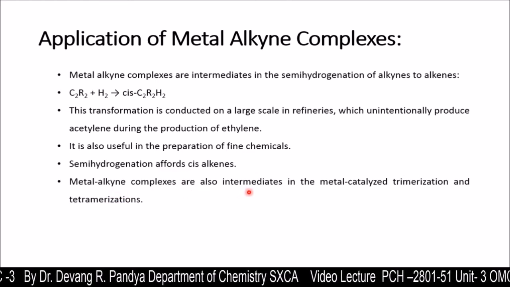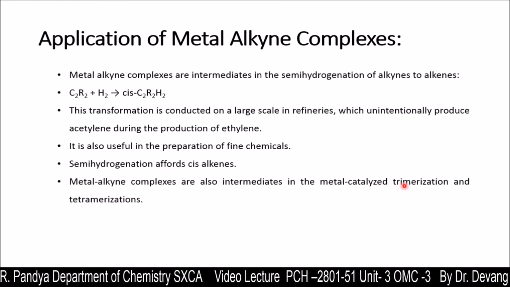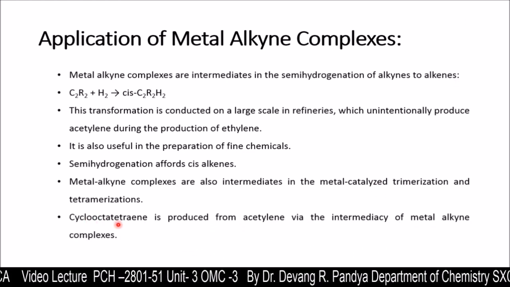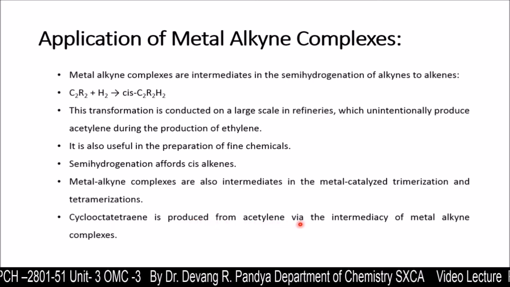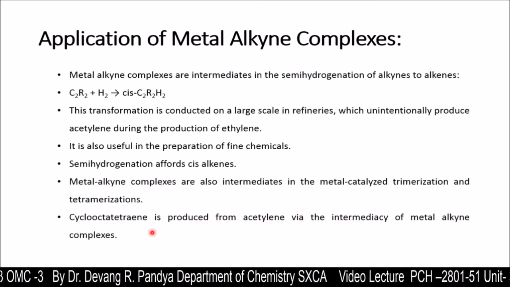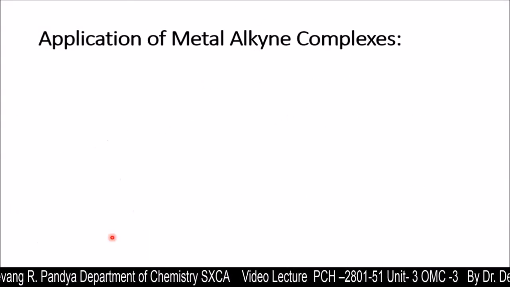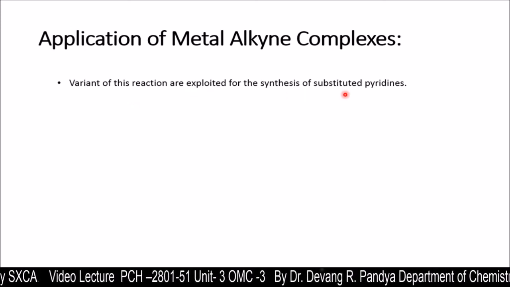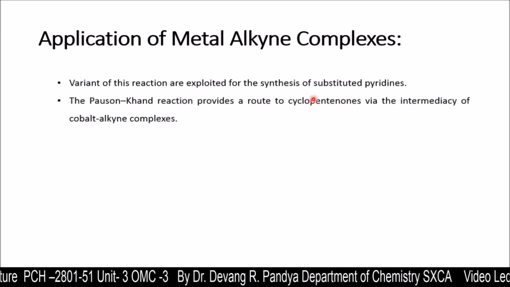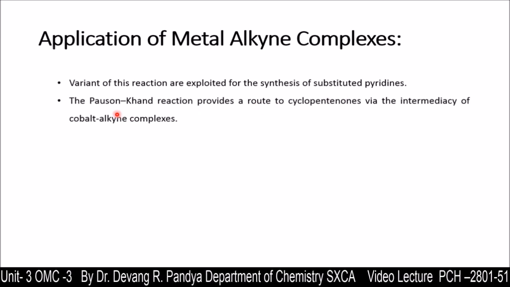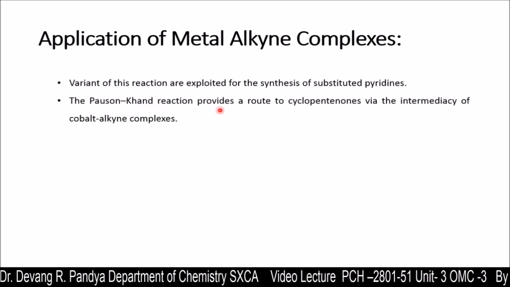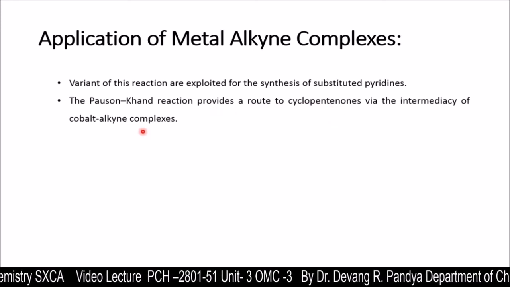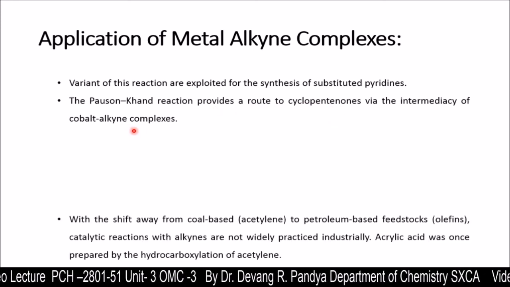Metal alkyne complexes are also intermediates in the metal catalyzed trimerization and tetramerization reaction processes. Cyclooctatetraene is produced from acetylene via the intermediacy of metal alkyne complexes. Then variants of these reactions are exploited for the synthesis of substituted pyridines. The Pauson-Khand reaction provides a route to cyclopentanones via the intermediacy of cobalt alkyne complexes.